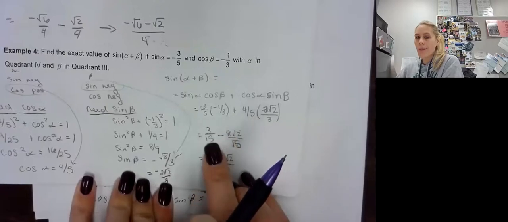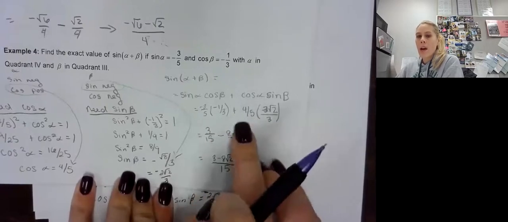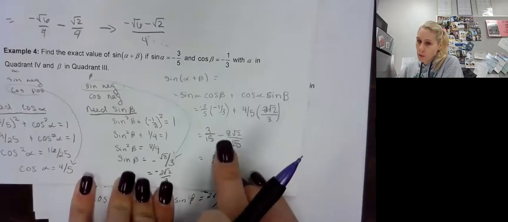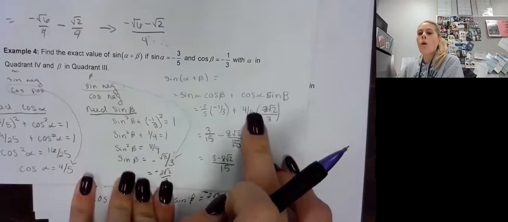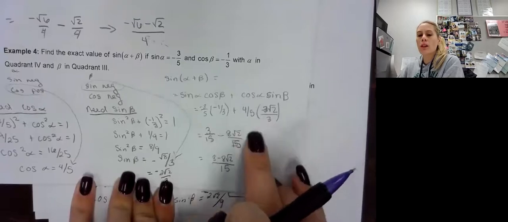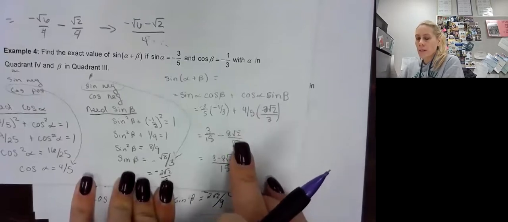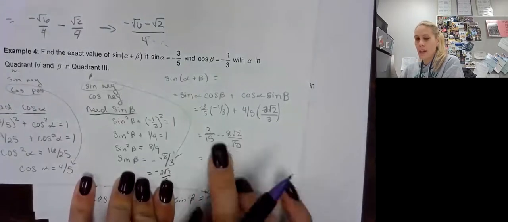So we get 3/15. Now I have a minus here because I have a positive times a negative, which of course is a negative. 4 times 2 square root of 2 is 8 square root of 2. And 5 times 3 is 15. Put it together, and there is our answer.